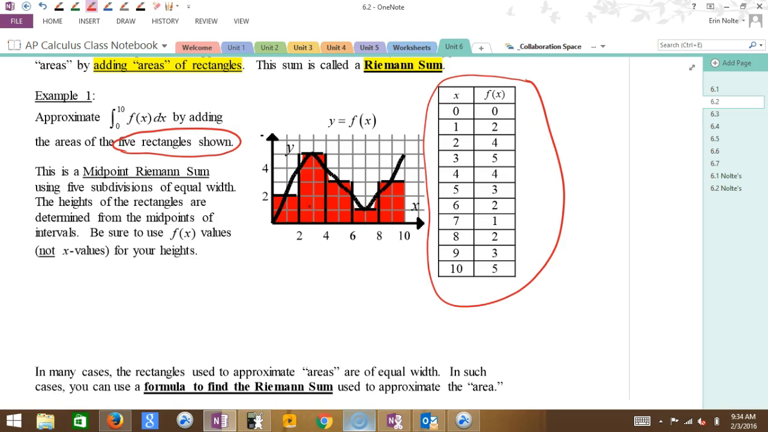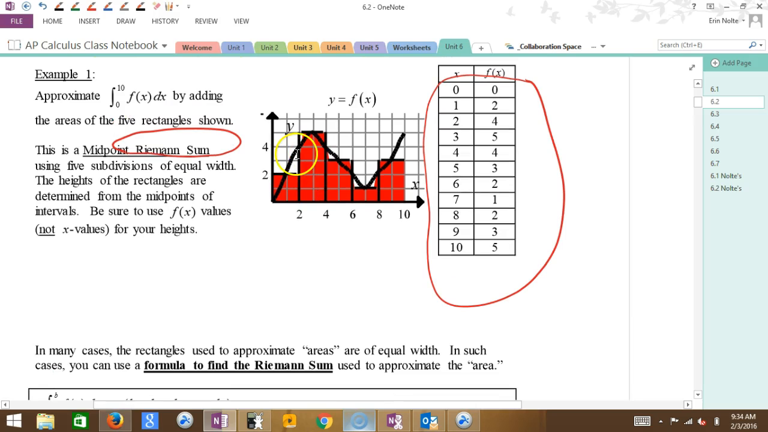The midpoint between 0 and 2 is 1, right? So it goes to the y value that's at 1. The midpoint between 2 and 4 is 3. So that's the height of the rectangle that it's using. The midpoint between 4 and 6 is 5. So that's the height. 5 is at 3. Does that make sense? Midpoint in between each of those rectangles.